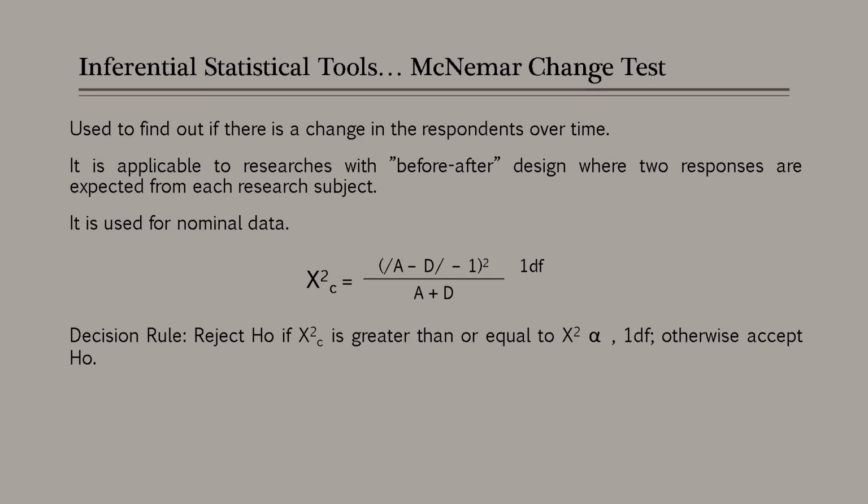at 1 degree of freedom. And the decision rule for a McNemar change test is to reject the null hypothesis if the chi-square is greater than or equal to chi-square alpha at 1 degree of freedom. Otherwise, accept the null hypothesis.